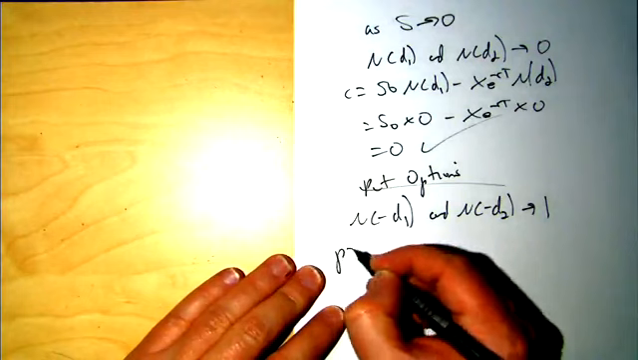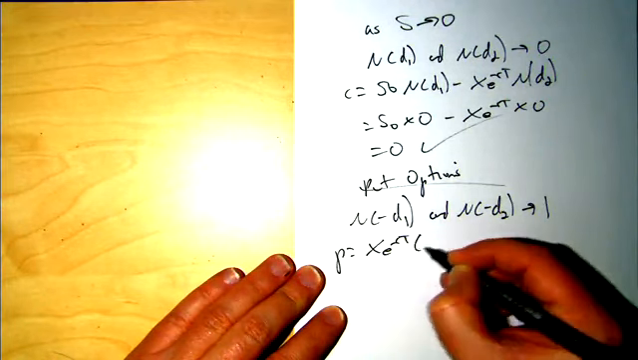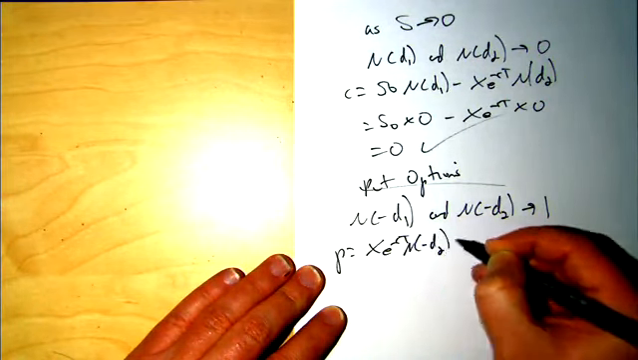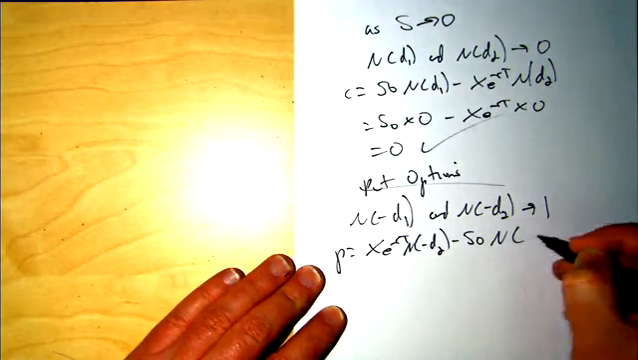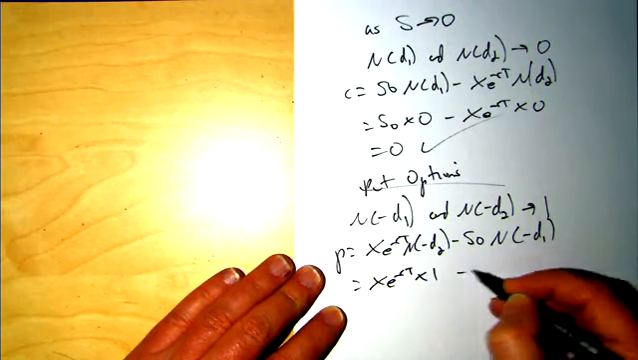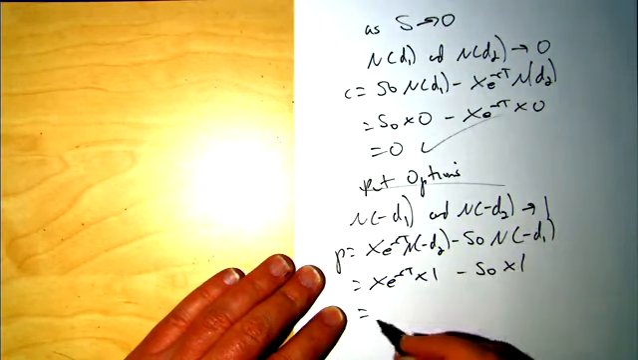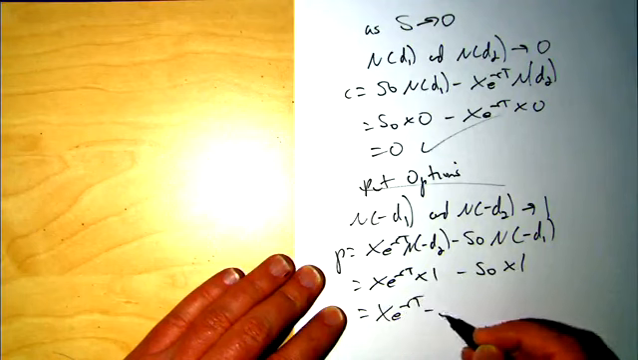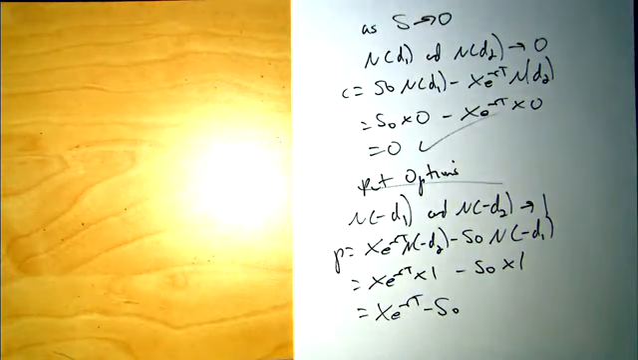So, P is equal to XE^(-RT) times N(-d2) minus S0 times N(-d1). This gives me XE^(-RT) times 1 minus S0 times 1, which gives me XE^(-RT) minus S0, which is the lower bound of a put option. Okay, lower bound of my put option. Any questions? Right, so this is just trying to get you to see how this formula makes sense.